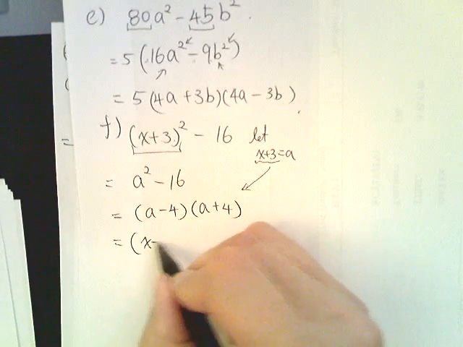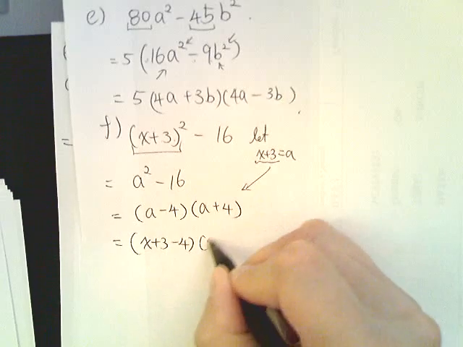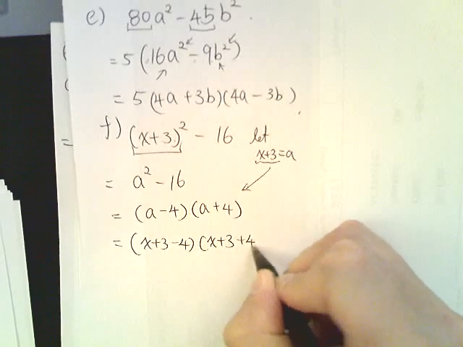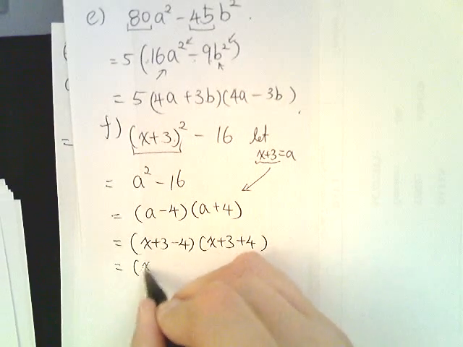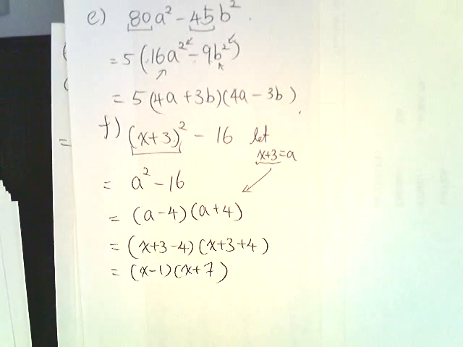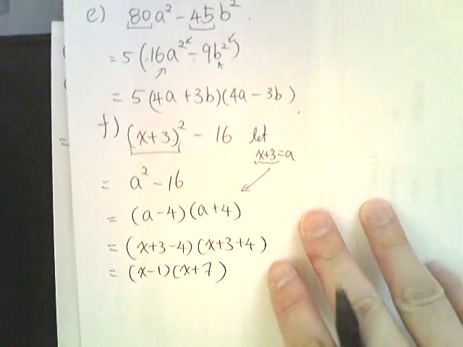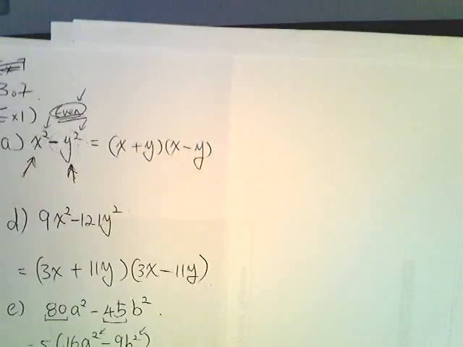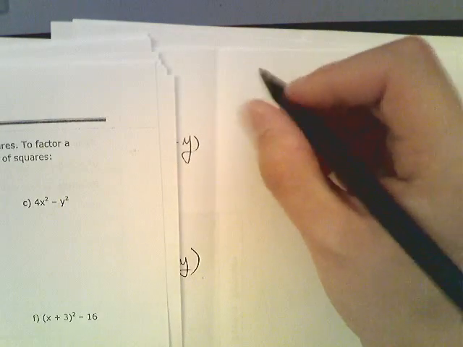So then I have x plus 3 minus 4 and then x plus 3 plus 4, which gives you x minus 1 and then x plus 7. Okay, so you should be able to see this type of questions right away in terms of the solutions. Okay, so then let's take a look at G.